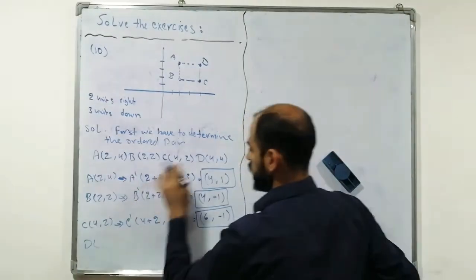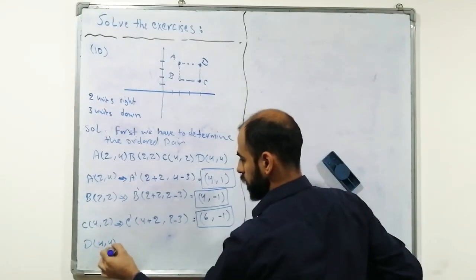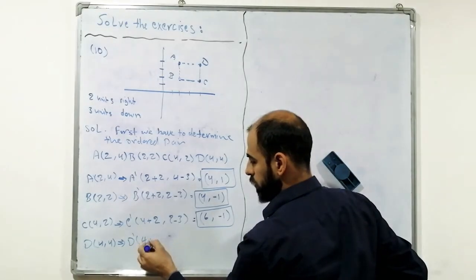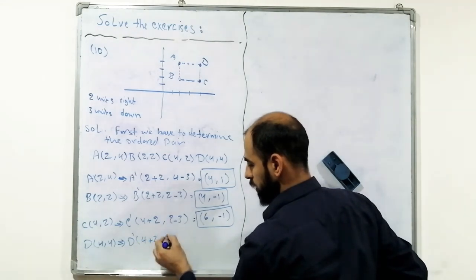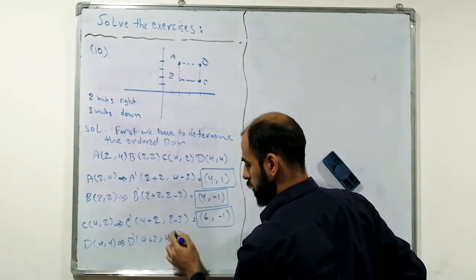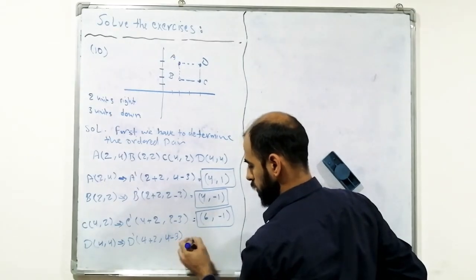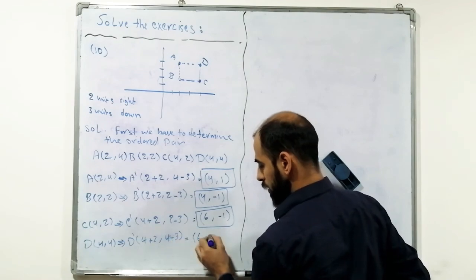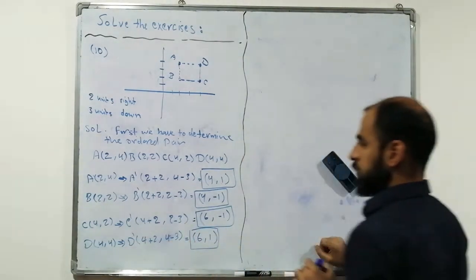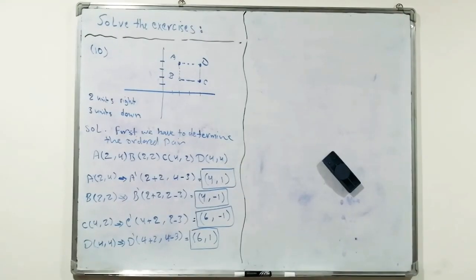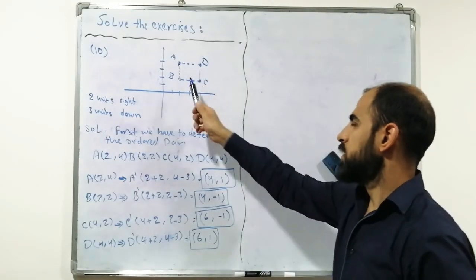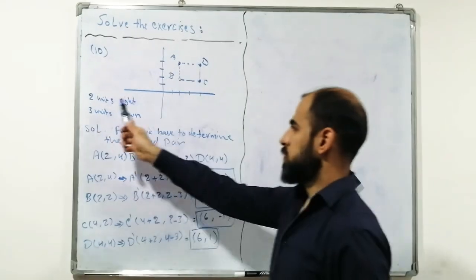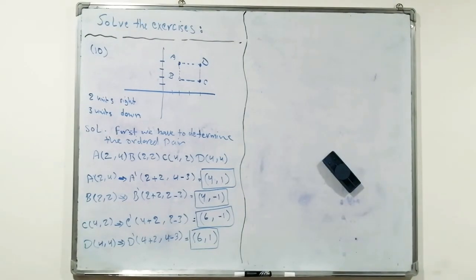The point D is 4 with 4. Then D dash will be: we're going to add 2 points to 4 and subtract 3 points from 4. 4 plus 2 is 6. 4 minus 3 is 1. This is the image of the rectangle figure ABCD in the coordinate plane, translated 2 units to the right and 3 units down.